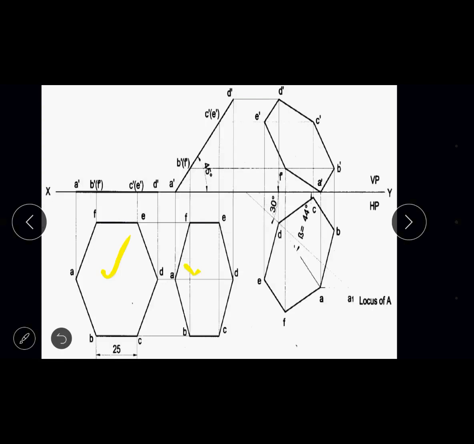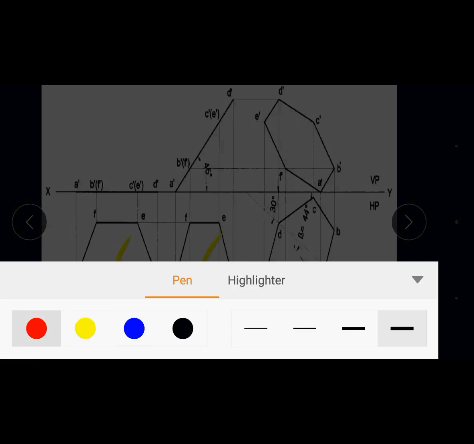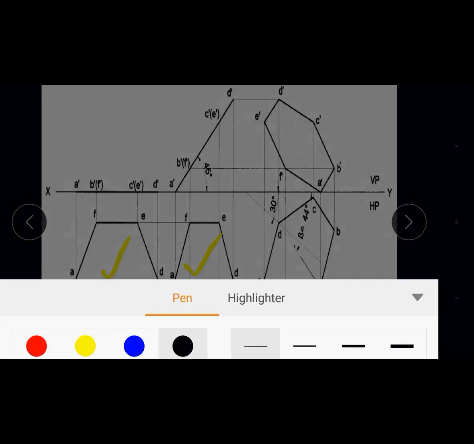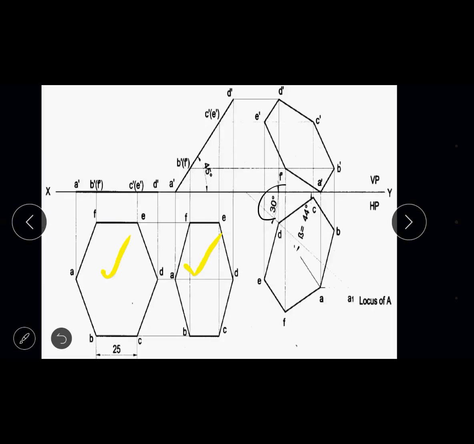So figure 1 and figure 2, we have done. We'll go to the third step directly. In this you have seen that the given angle is 30 degrees to VP. You find two types of angles in the figure. One is 30 degrees, another is the beta angle, which is found to be 44 degrees. First the given angle will be constructed. The given VP angle is 30 degrees. So that is constructed, you can see in the figure. This is the angle constructed.